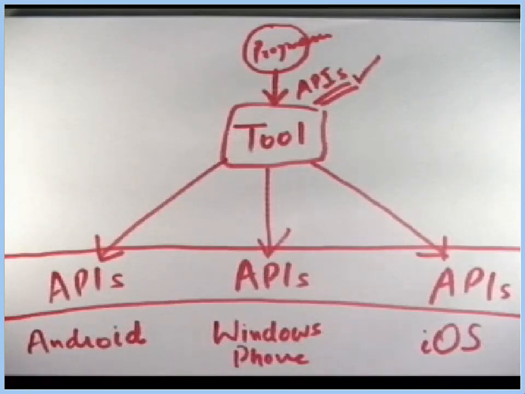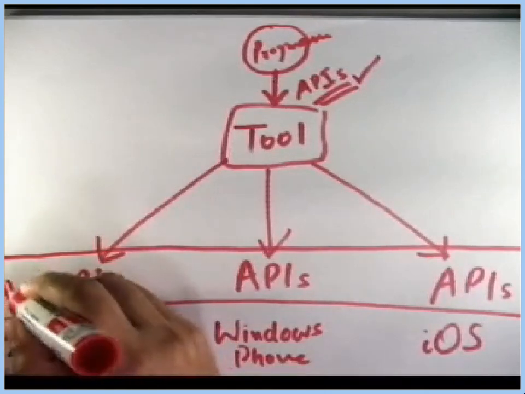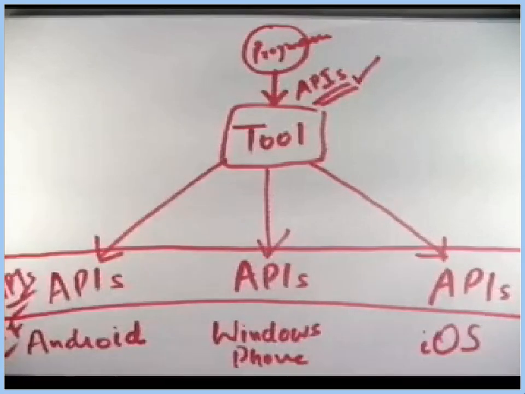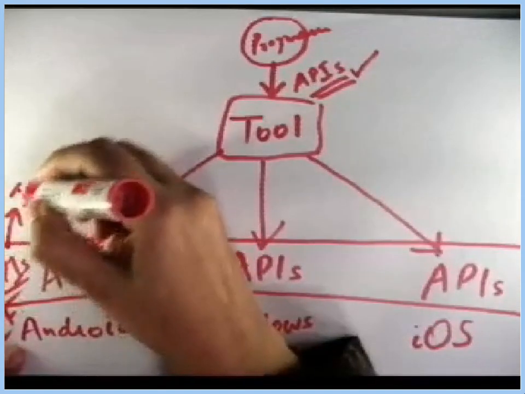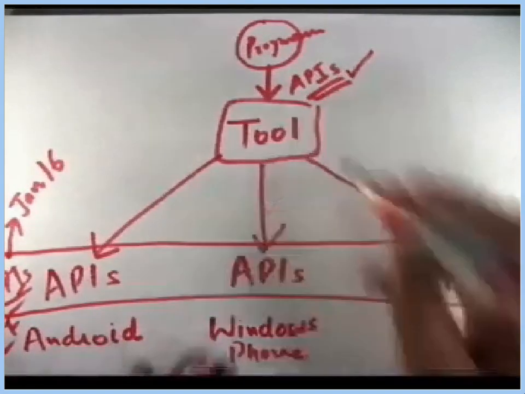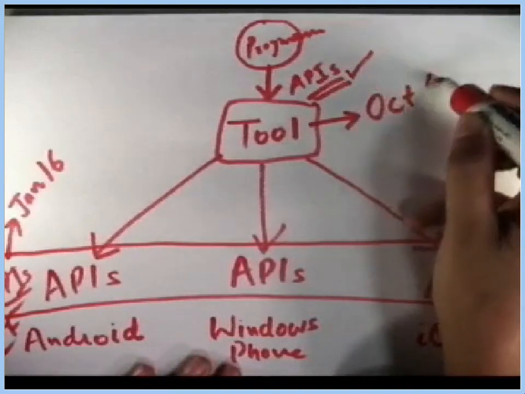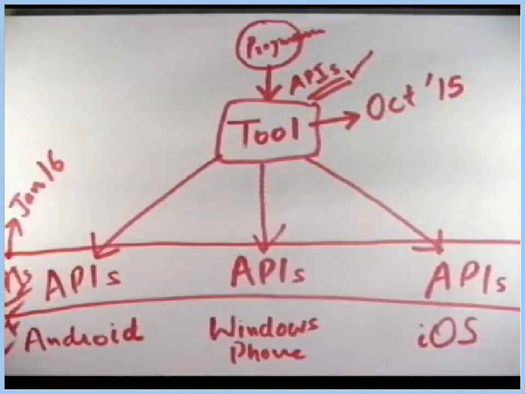Okay, now suppose that Android releases a new feature, and for this new feature, it releases a new set of APIs. So there's a new feature in Android, and for this new feature, there are some new APIs. Now this new feature was released in January 2016. But the last update of this tool was released in October 2015. So what will happen?